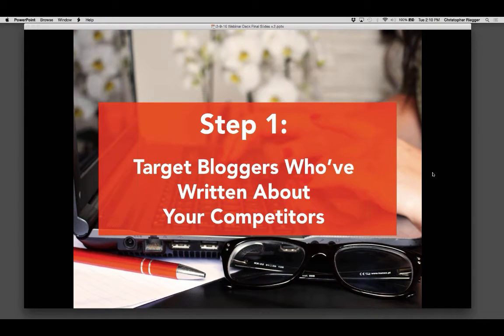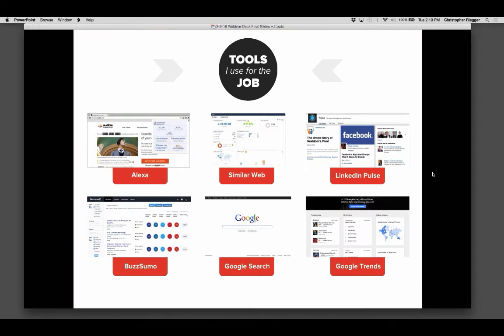So here is the system. The system for stealing your competitor's list is to target bloggers who have written about your competitors and get them to write about you. So right now they've written about your competitors. They're sending traffic to your competitors' websites. I'm going to teach you a system that I've used successfully to target those same bloggers and get them to write about you instead. Okay?